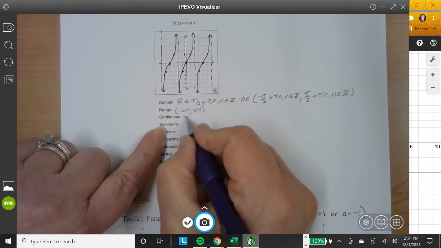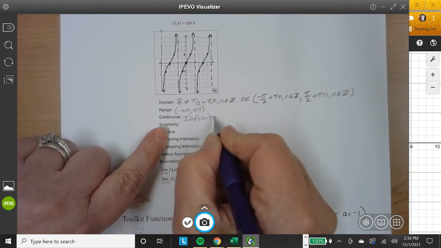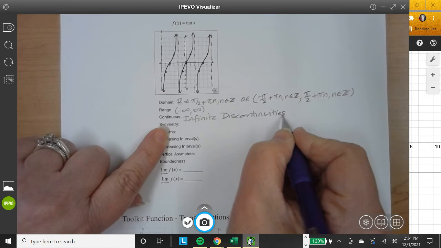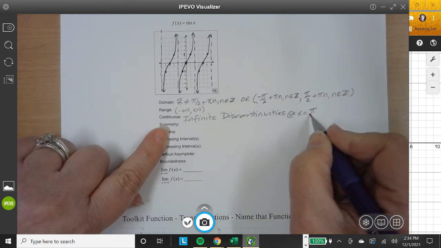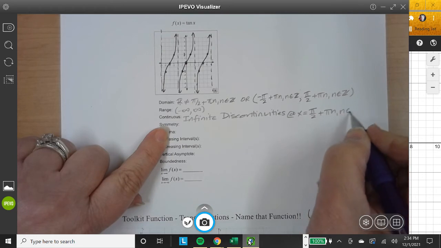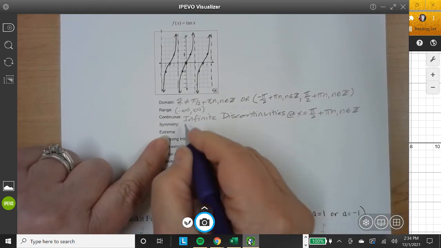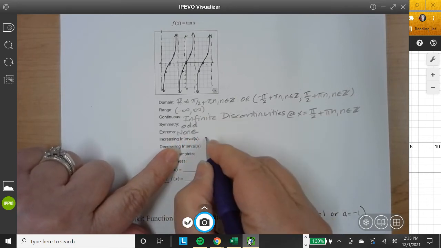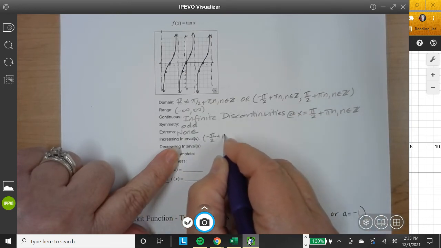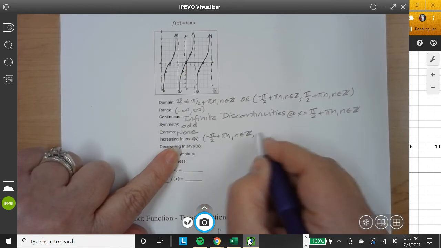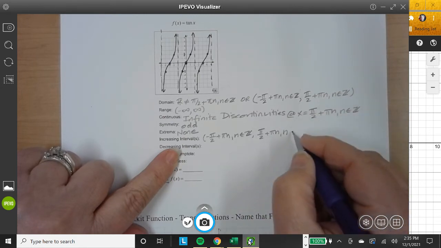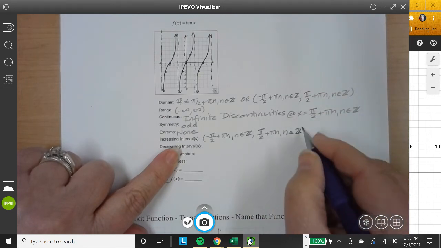Is it continuous? No, we have infinite discontinuities at x equals pi over 2 plus pi n, an element of the integer set. That's for every asymptote. It has odd symmetry. It has no extrema, and it is increasing for the same intervals as above, so negative pi over 2 plus pi n, an element of the integer set, to pi over 2 plus pi n, an element of the integer set, because it's increasing except for its asymptotes.